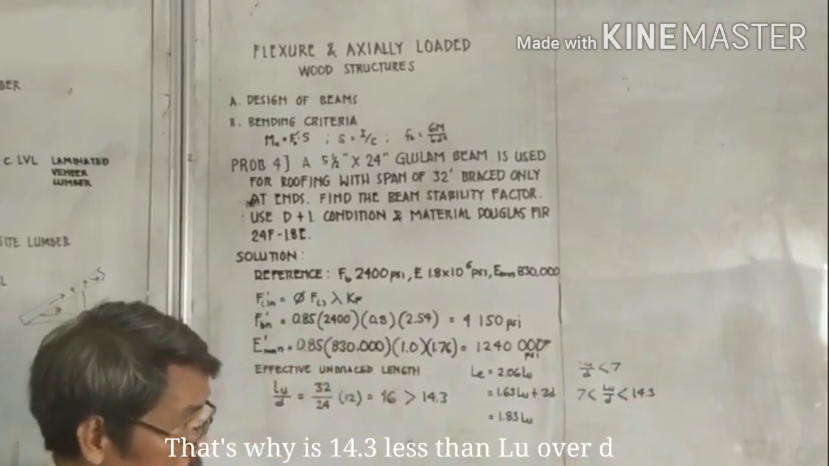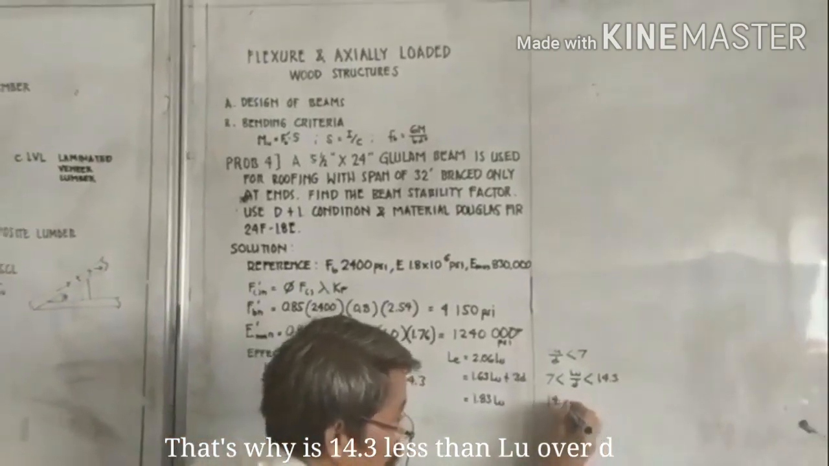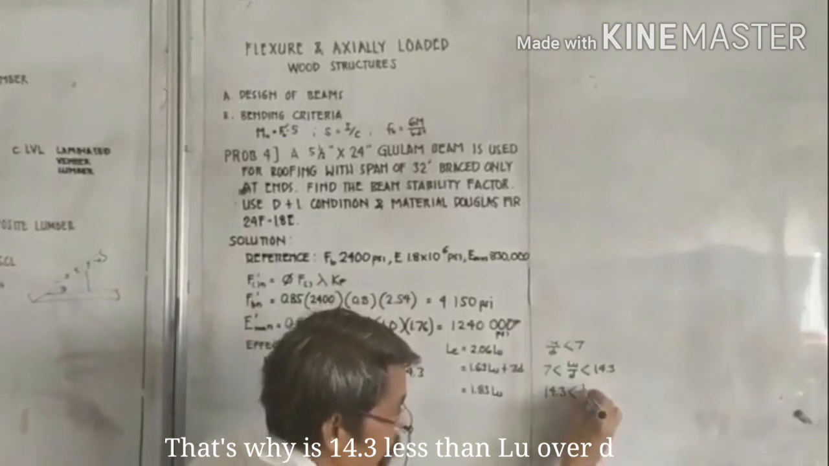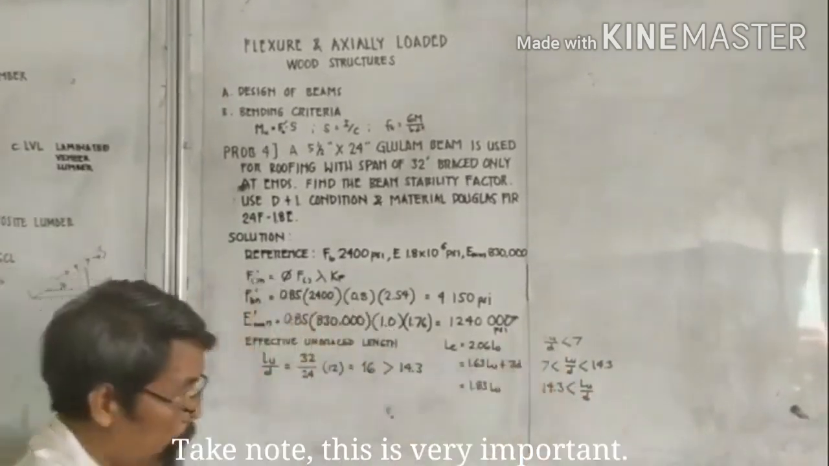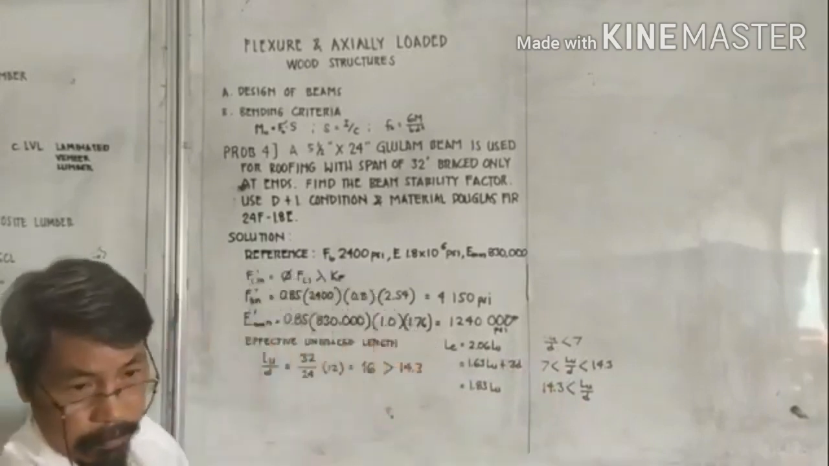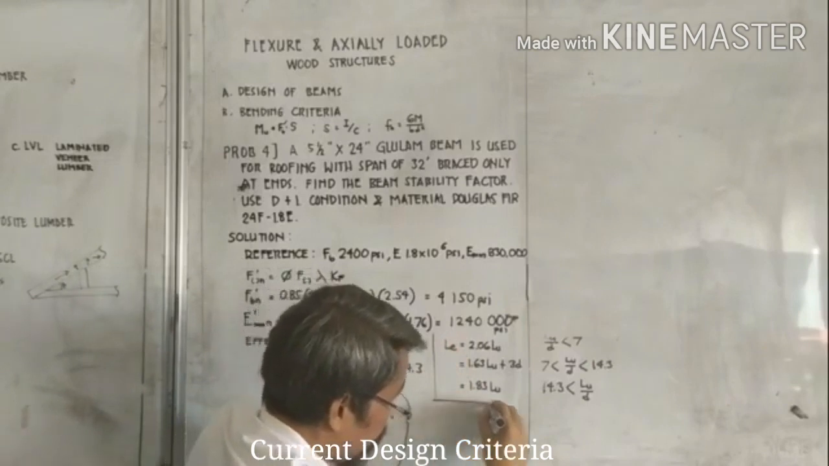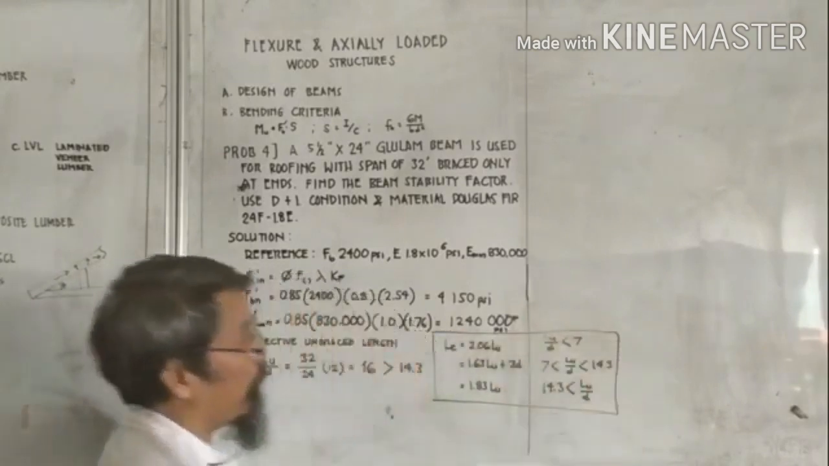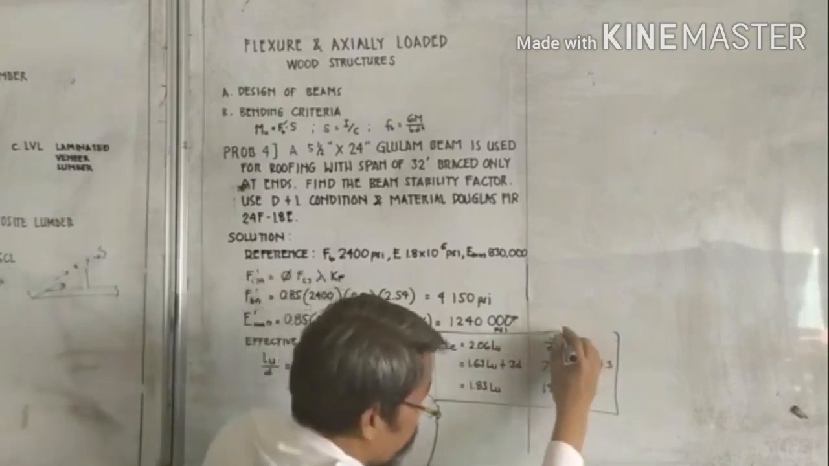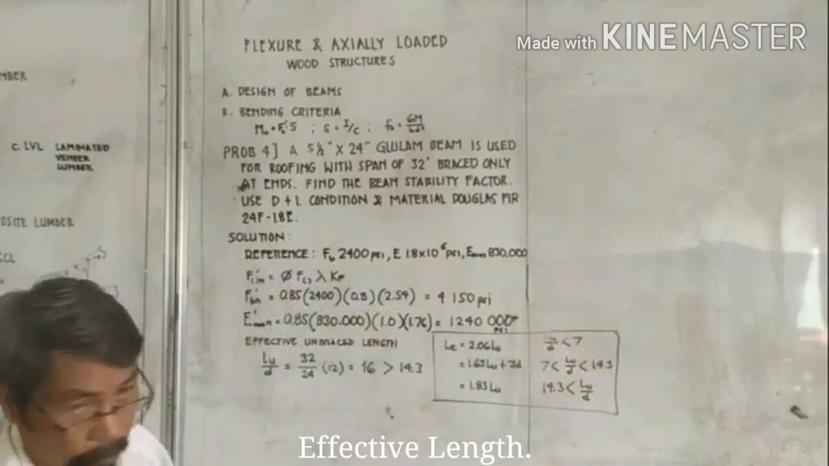That's why. And then 14.3 is less than LU over T. The technology. So this is a very important current design criteria. Effective length.